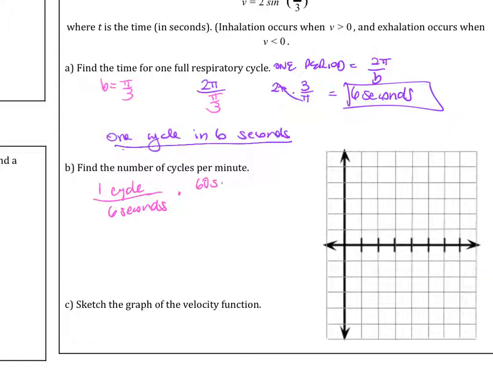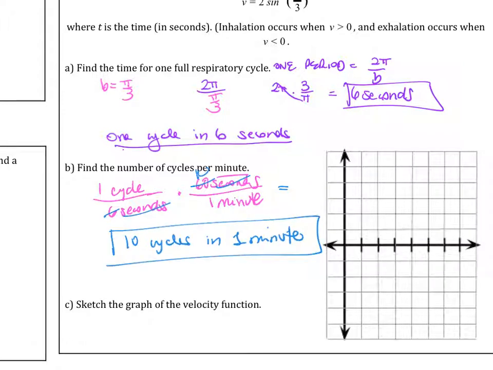There's 60 seconds in each minute. So then we simplify. Seconds cancel. 6 goes into 60 10 times. So we get 10 cycles in 1 minute. Okay, so that'll be very similar to the other word problems.